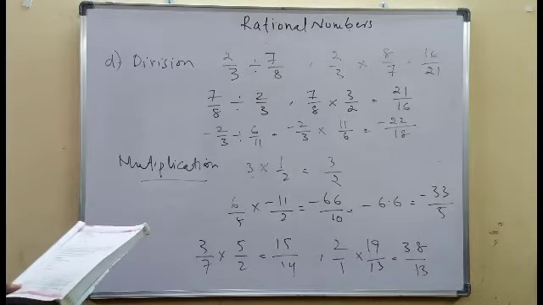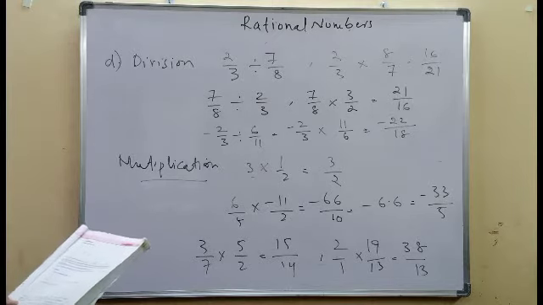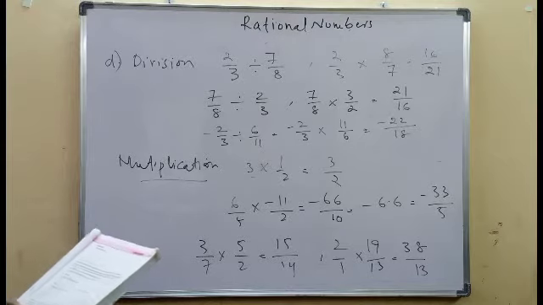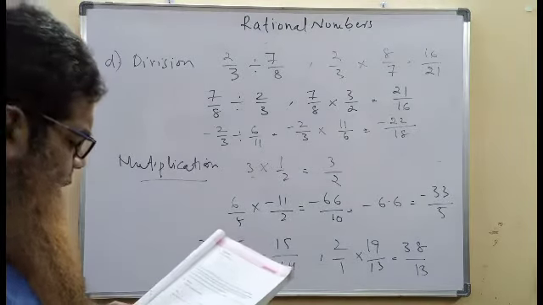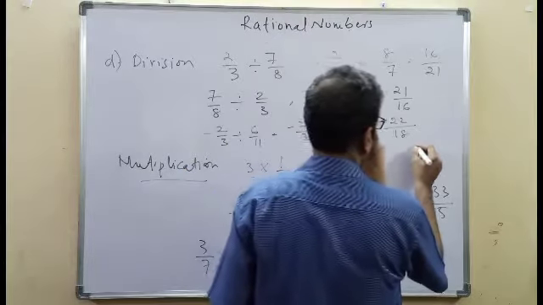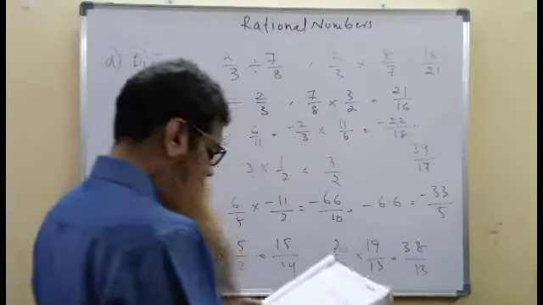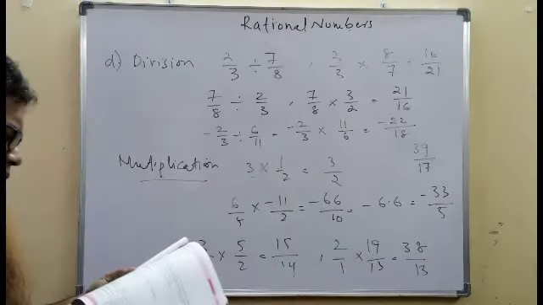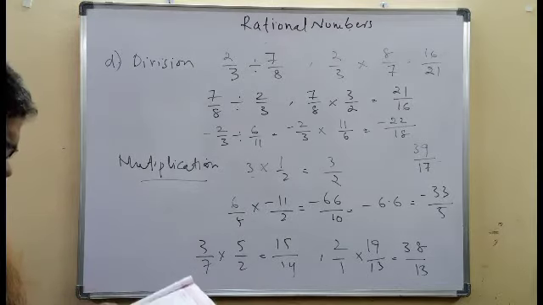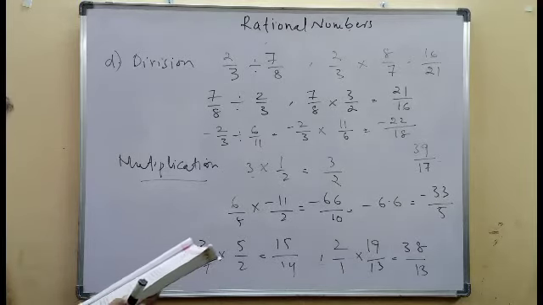3 divided by 17 by 13 is equal to 3 divided by 1 divided by 17 by 13, which is equal to 3 by 1 multiplied by 13 by 17. The result will be 39 by 17, which is also a rational number. From all the above, we observe that when we divide two rational numbers, we get a rational number. Now, can we say that the closure property holds good for rational numbers?